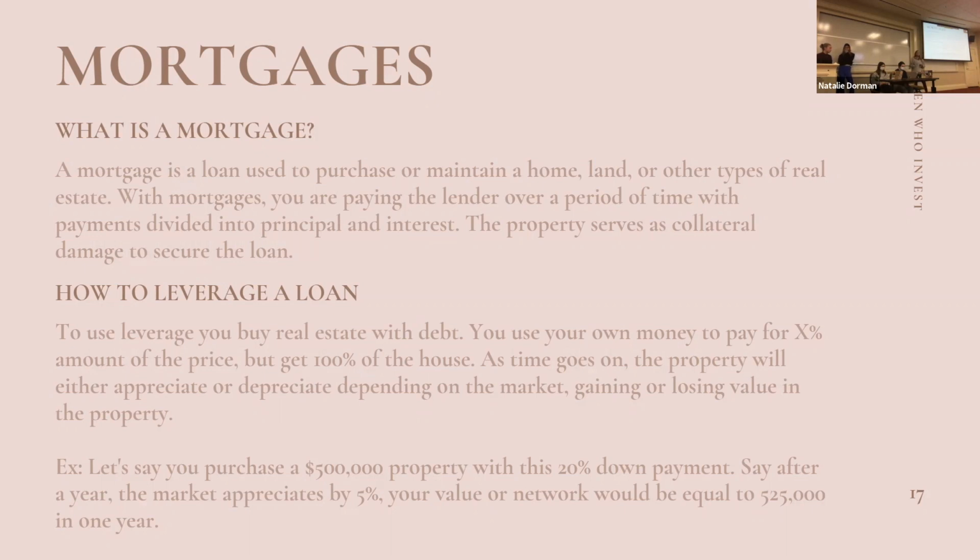As time goes on, the property will either appreciate or depreciate, which will affect the value of the house after you pay off your entire loan. So let's say you purchase a property with a 20% down payment. After a year, it appreciates by 5%. So now your house would be worth $525,000 after a year. So you're gaining that $25,000, which you didn't have prior.